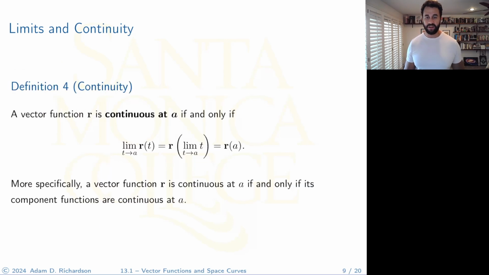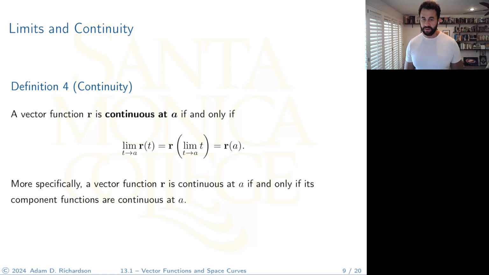Right, now let's talk about continuity. Continuity is the same as what you remember from Calculus 1, maybe even pre-calculus if you talked about it there. We say that a vector function is continuous at a point A if and only if the limit can be moved inside the operator and you get R of A as the output. In other words, the limit as t goes to A of R of t is equal to R of A, and that's what continuity is, right?